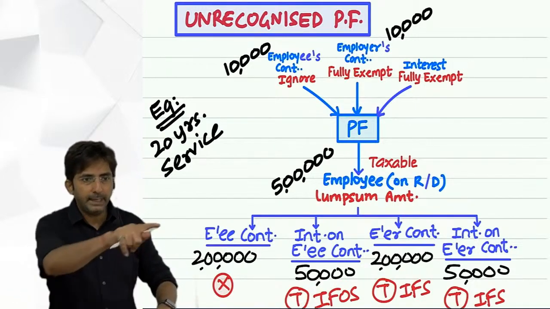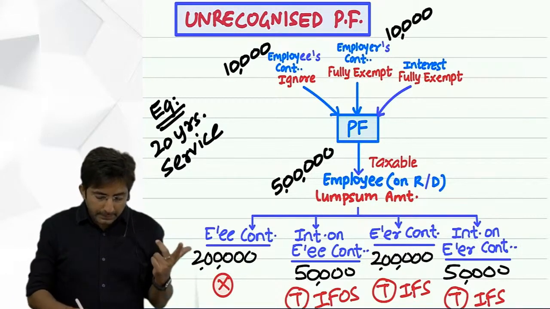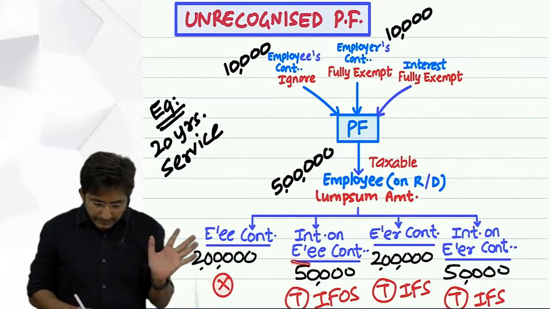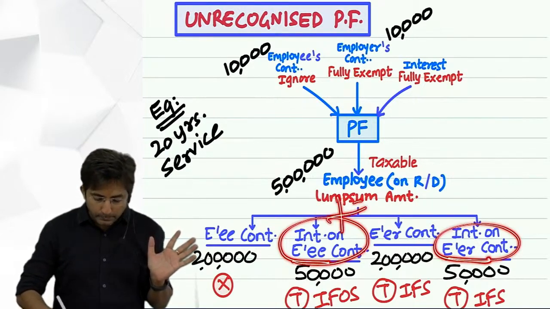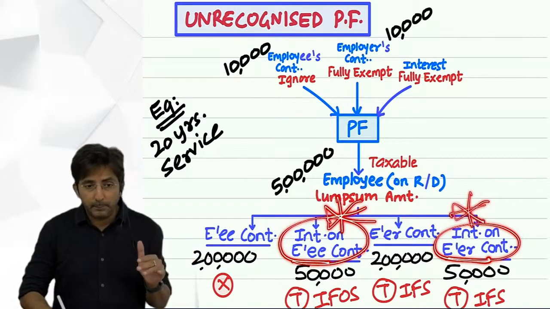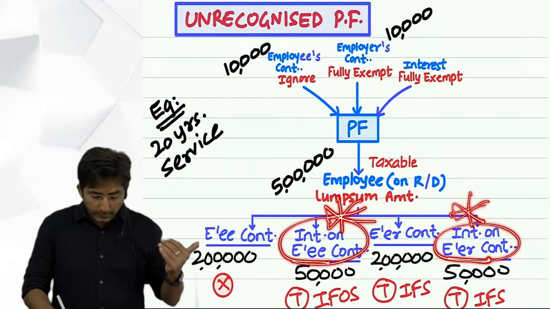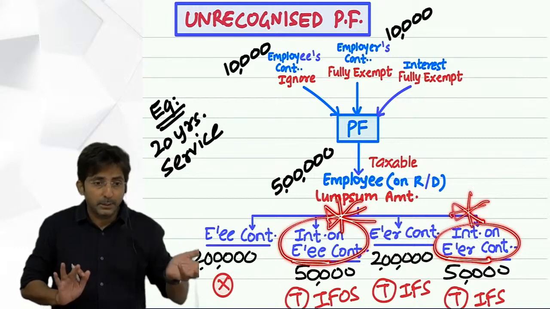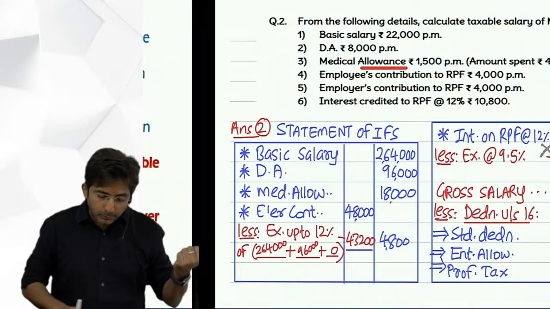But before that, wait, he had a doubt. See, right now what did I say? I had given two types of interest. First was interest on employee and the other was on employer. For the employee's interest, what did I say? It's income from other sources. Okay. So the same thing should be done here also.